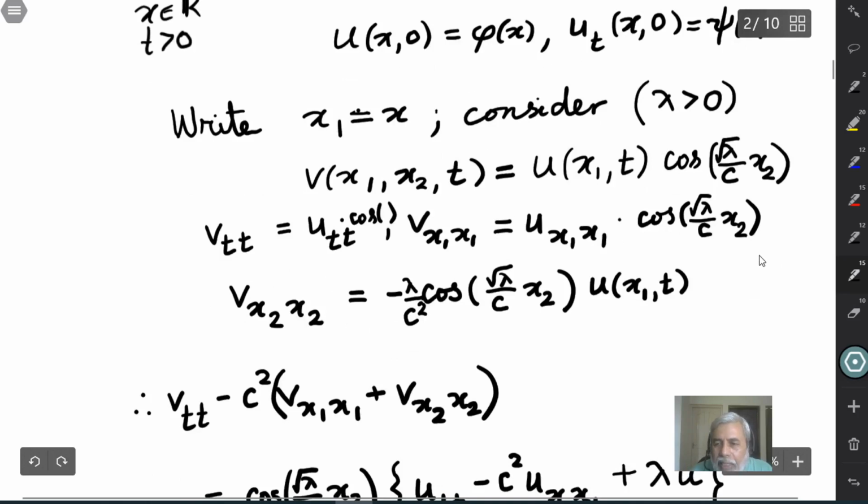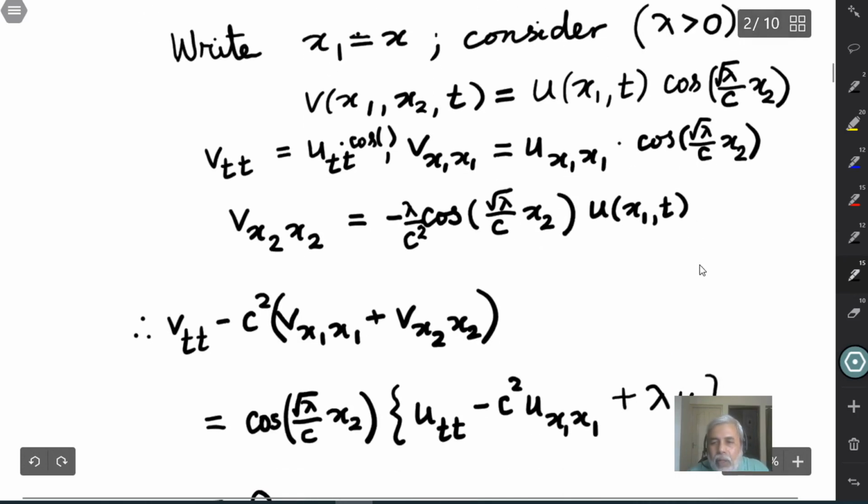And again, simple computations. x2 comes only here, so the second derivative of v with respect to t is the same as the second derivative of u with respect to t times this cosine factor. Similarly for the second derivative with respect to the x1 variable, x2 is only there, so we get u x1 x1 times cos of this variable. What about v x2 x2? The second derivative of v with respect to x2: we only have to differentiate this cosine function. If we differentiate the cosine function twice, we get back the cosine function with a negative sign. Of course, this constant also produces a constant here, that is lambda by c square.